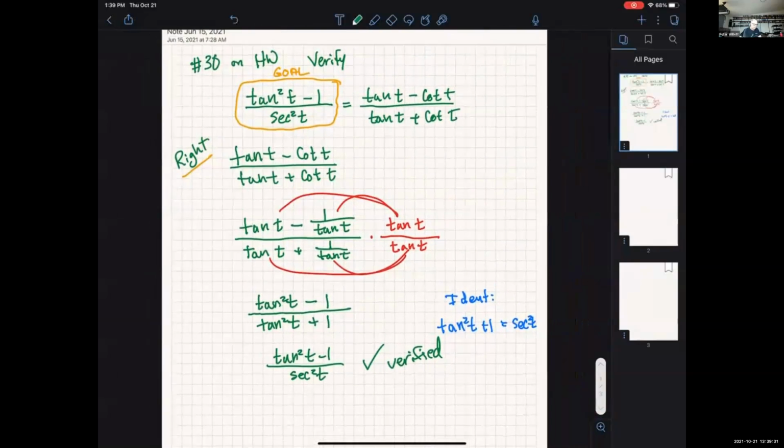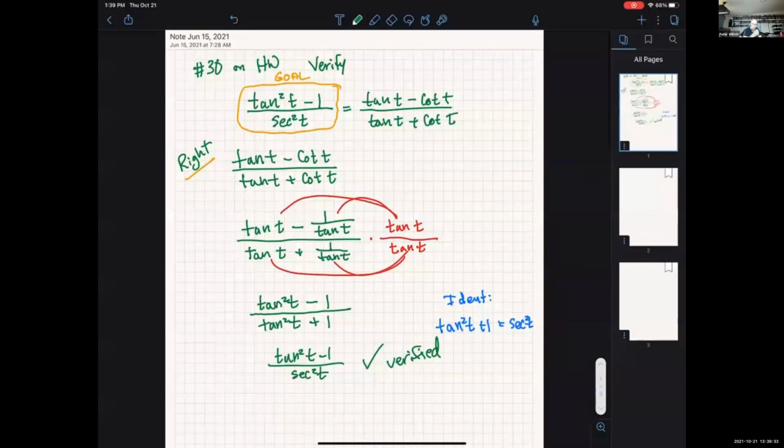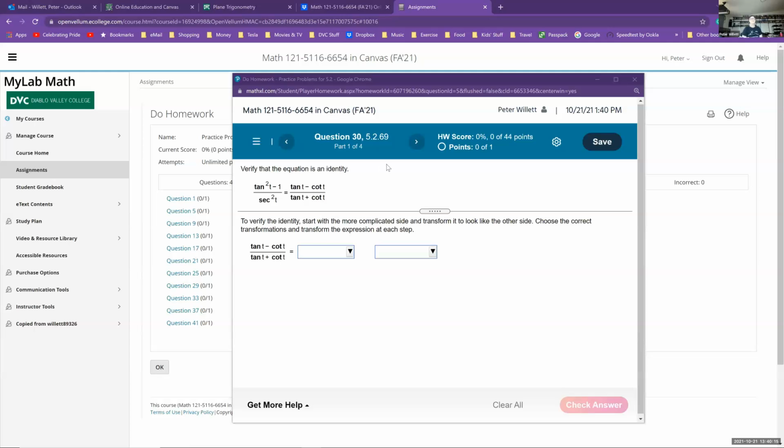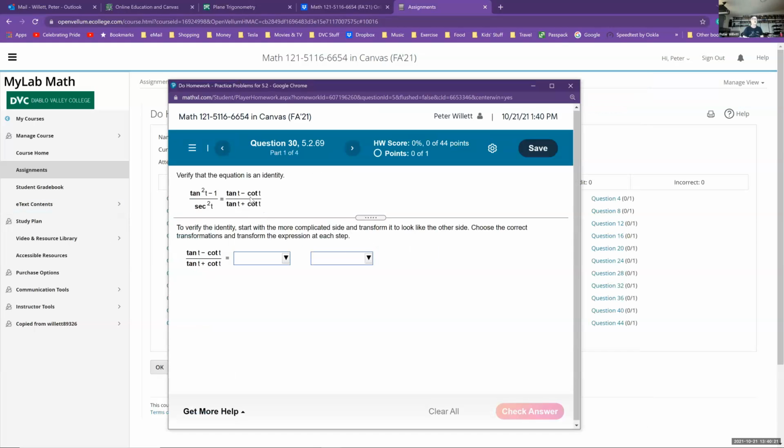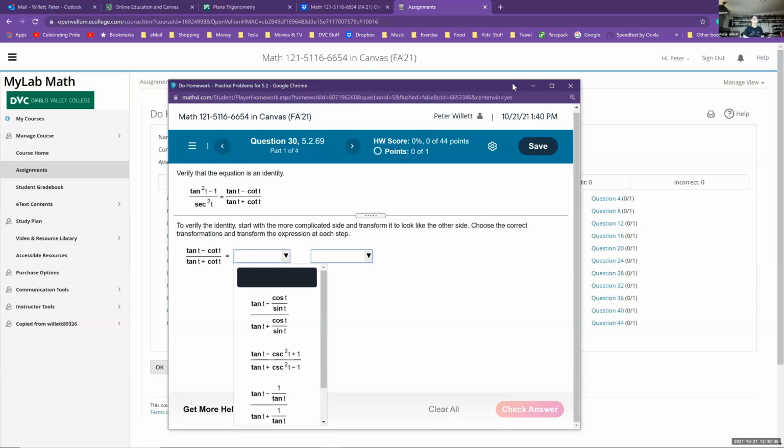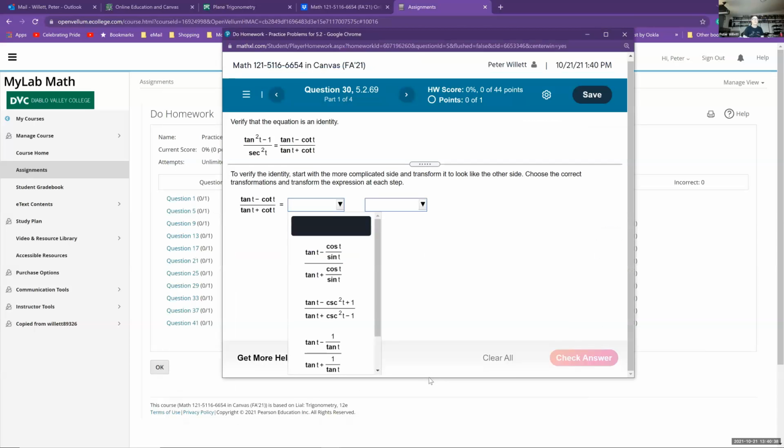So in this problem, this was number 30 from the homework, and this was my attempt to do that using the hints that they were suggesting. All right, let's hop over so that you can see what that homework problem looked like when they gave it to you. So here's that same problem that I just copied over, and they said here, start with the more complicated side, and they copied the right side down. And then to try to help you in case you wouldn't necessarily think of what to do, they're giving you options here. Choose the correct transformations and transform the expression at each step. So this is the way they're trying to help you through this process.